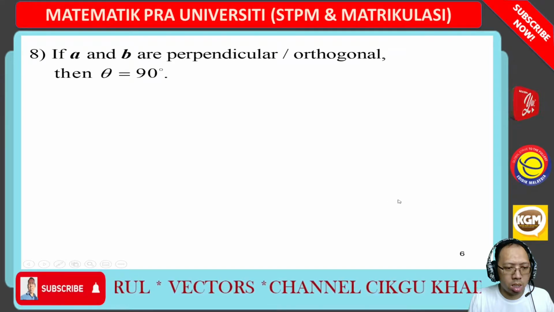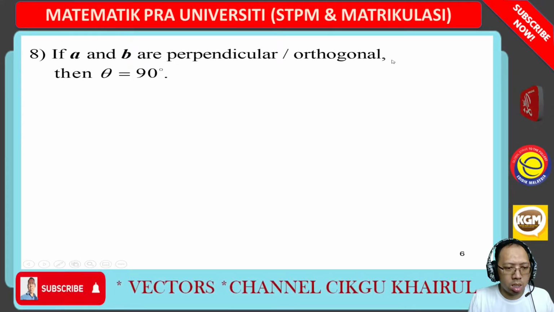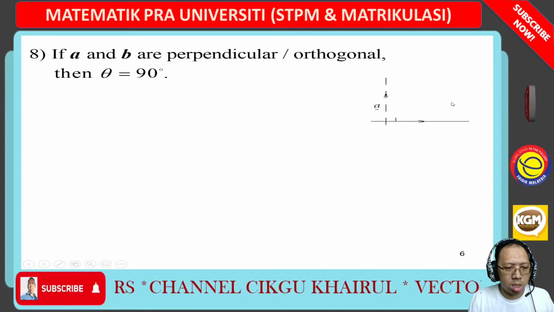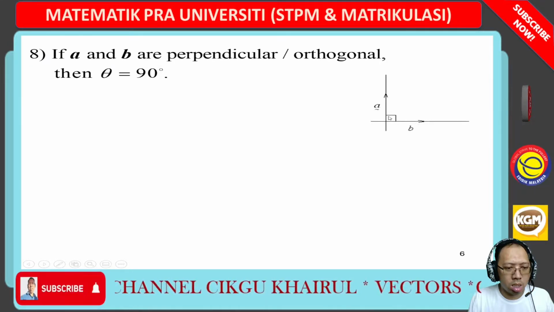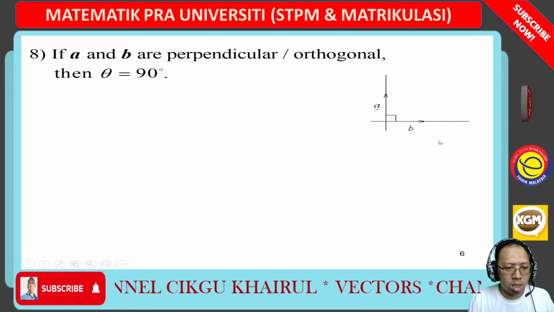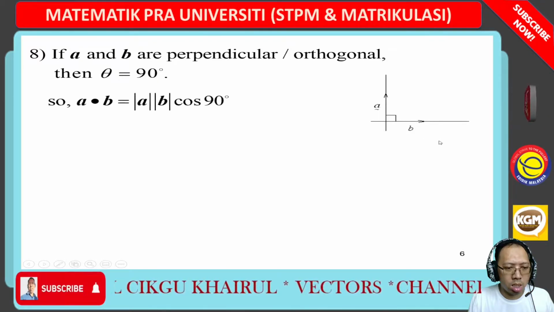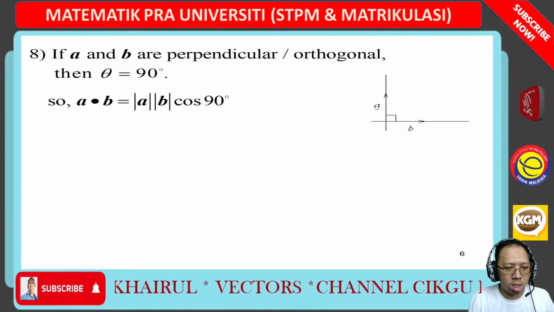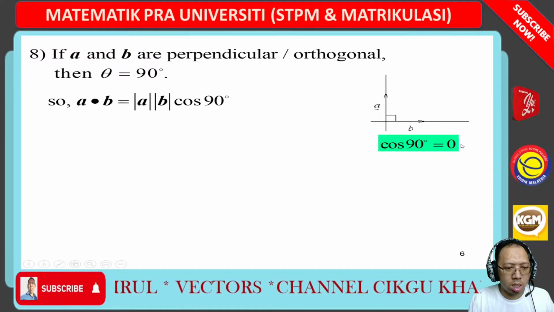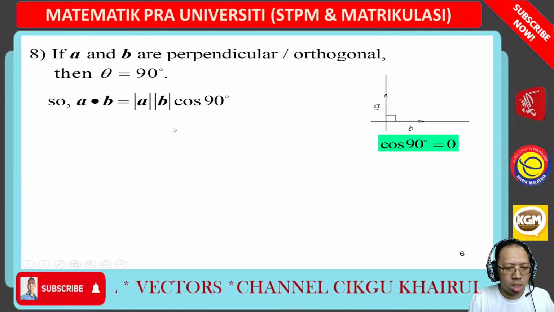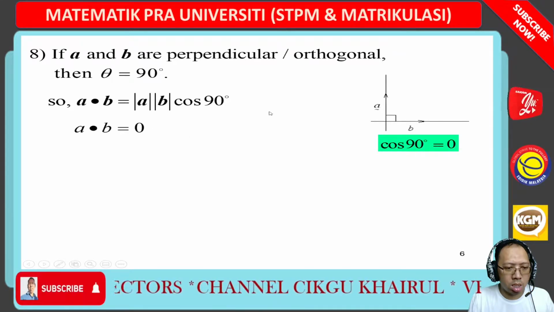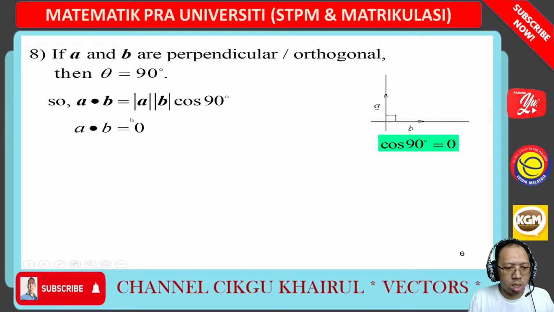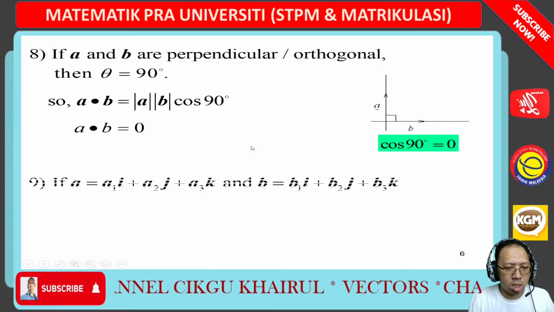Okay, if A and B are perpendicular or orthogonal, okay, perpendicular means serenjang. So A dot B, theta is 90 degree. So A dot B equal to magnitude A magnitude B cos 90 degree. The value of cos 90 degree is 0. That's why A dot B we get 0, because this one is 0. Multiply these two magnitude, then the right hand side will come to 0.